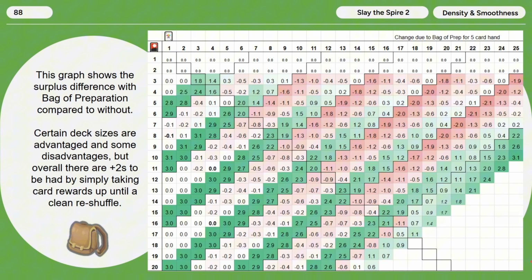And we do see that reflected in the net surplus evaluations, right? This graph shows the surplus difference with a Bag of Preparation compared to without it. You can see that many of these deck sizes are advantaged because they're no longer bottom decking, right? They're no longer trapped in the bottom deck zone. But many of these deck arrangements are negatively affected because they went from being a good deck with a good distribution of good cards, and then they suffered by getting hit with a bottom deck situation.